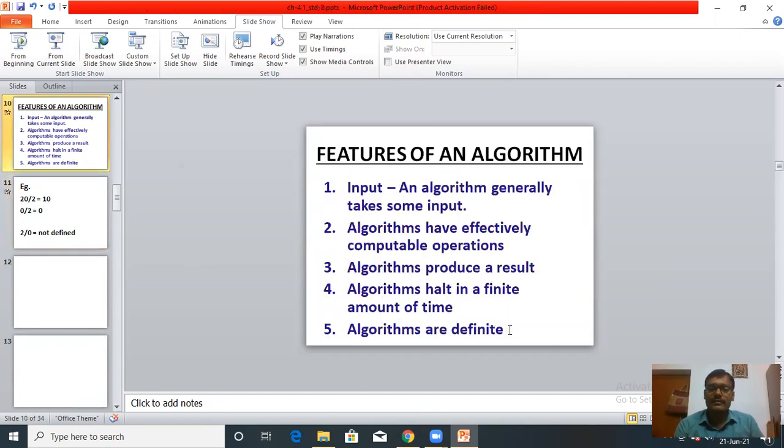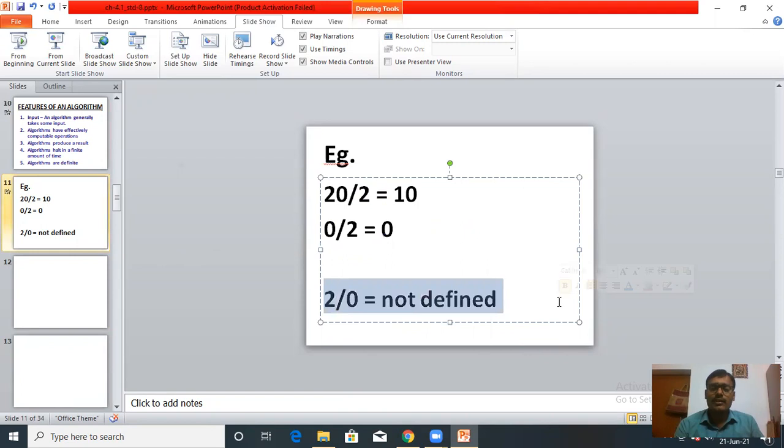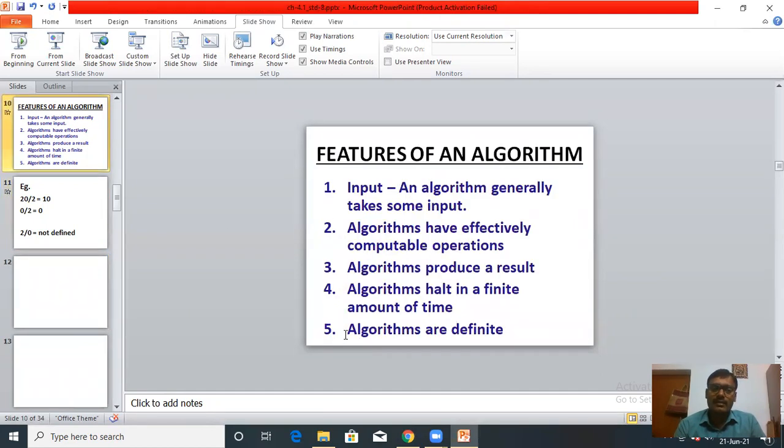Algorithms are definite. It means you cannot do a process like this, because it will not generate any kind of result. If you divide any number by 0, your result will be not defined, which means your algorithm will become indefinite. But you have to keep in mind that algorithms are definite, meaning they will generate some proper result.